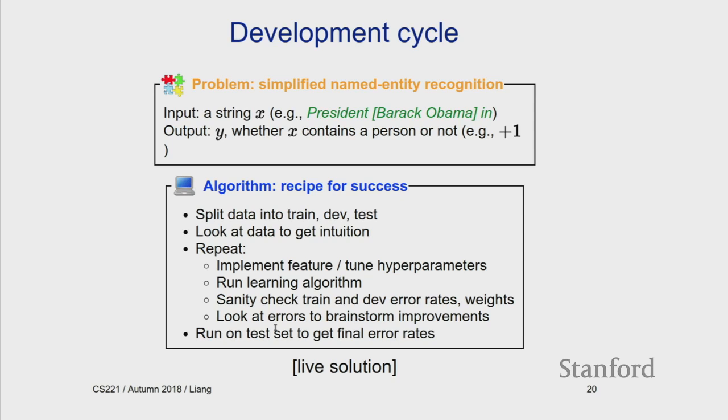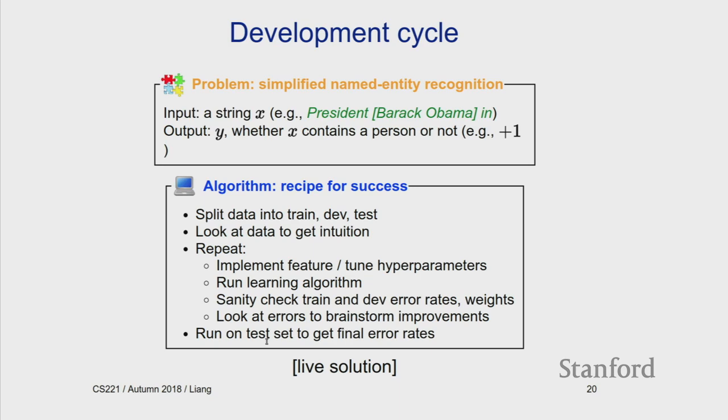You implement another model, and then you learn it, and then repeat until you're happy or out of time or whatever. And then finally, you run it on your test set, and you get the final error rate numbers, and you stick that in your published paper or something. Okay? So let me demonstrate what this looks like on a concrete example.